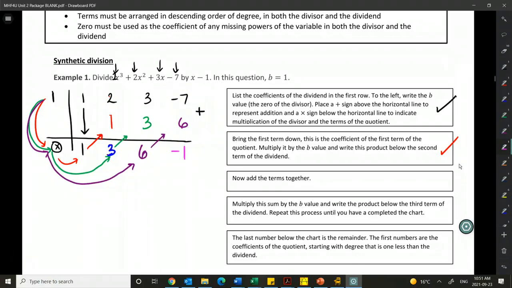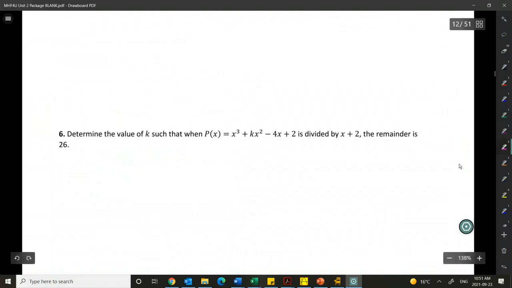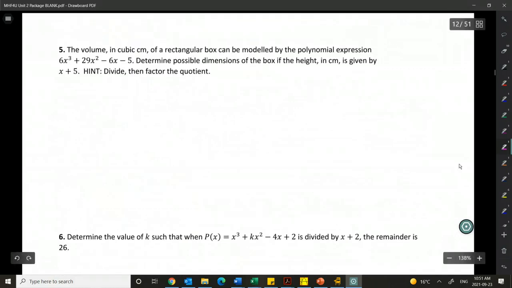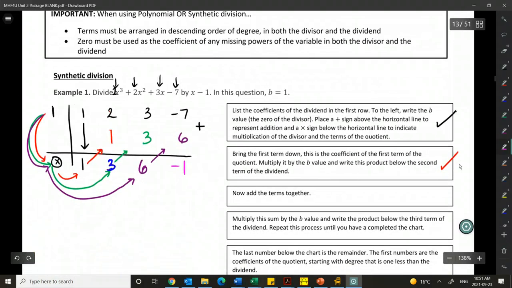Yeah, so remember in remainder theorem back up here, we said if the polynomial is divided by x minus b, that's what I'm referring to. So it's basically just like this is our x minus b right here. And so b is 1. We switch the sign there.